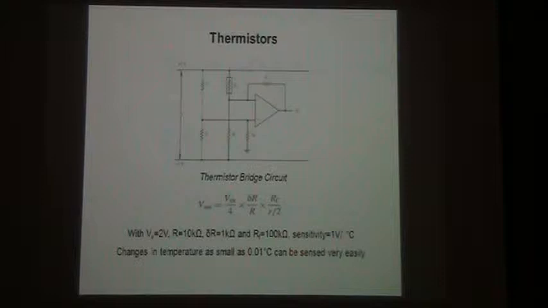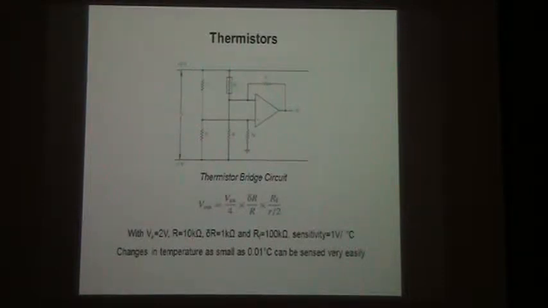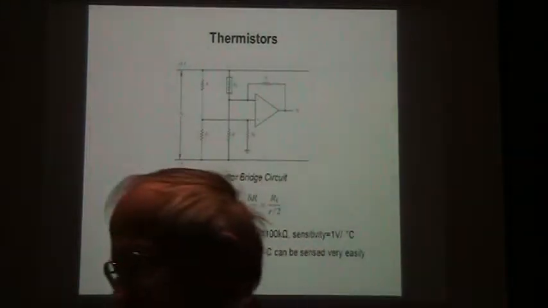So for these values, look, sensitivity is really enormous. It's 1 volt per degree centigrade. So, again, we see the trade-off. At first glance, we have an excellent sensitivity, but what does it mean? It means that the accuracy of our measurement will not be so very high, because there is always disparity between these two parameters. They are antagonistic to each other.